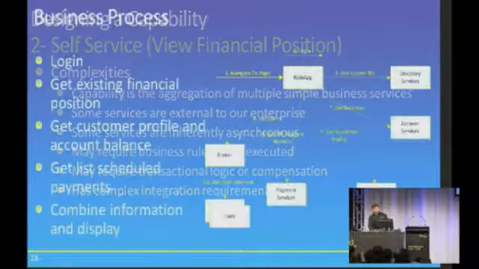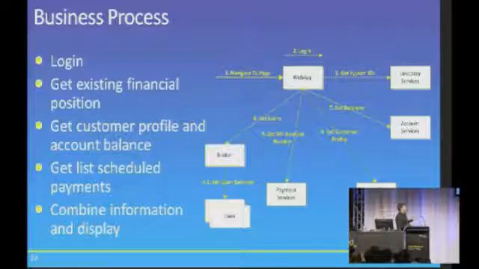The business process is basically, okay, obviously log in, get the existing financial position of the customer. That means going out and getting the customer profile, their account balances, any existing loans they have, and get a list of the scheduled payments that already exist, combine that information, display it, and then allow them to create new scheduled payments. I'm not going to cover the create new scheduled payments. I'm just going to look simply at getting the list of scheduled payments.